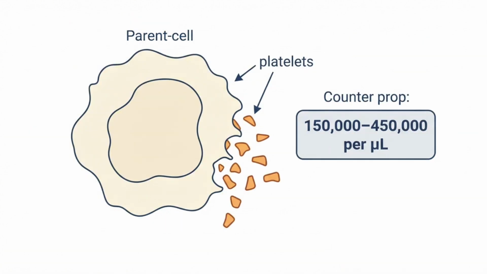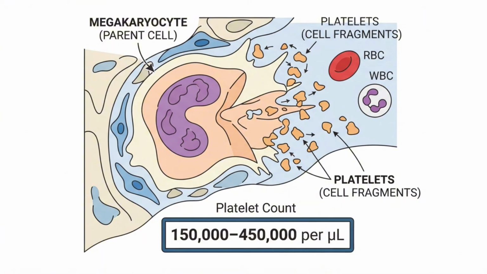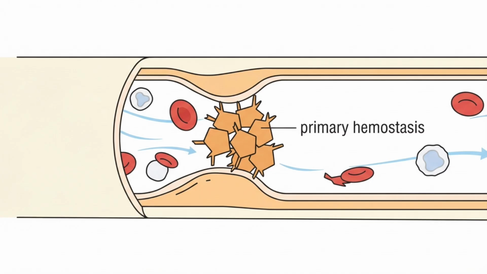Picture a construction crew on permanent standby, tools already loaded, waiting for a call that a section of road has cracked open. The moment a blood vessel wall is damaged, platelets rush to the site and change shape, growing sticky spiked arms that let them clump together and plug the breach within seconds, a process called primary hemostasis.